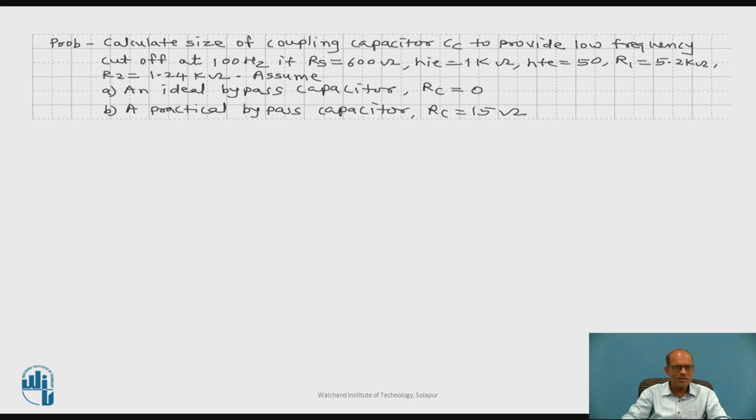Now next numerical. Calculate the size of coupling capacitor CC to provide a low frequency cutoff at 100 Hz if RS equal to 600 ohm, hie equal to 1 kilo ohm, hfe equal to 50, R1 equal to 5.2 kilo ohm, R2 equal to 1.24 kilo ohm. Assume part A, an ideal bypass capacitor with RC equal to 0, and part B, a practical bypass capacitor with RC equal to 15 ohms.